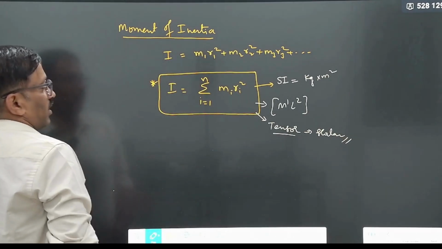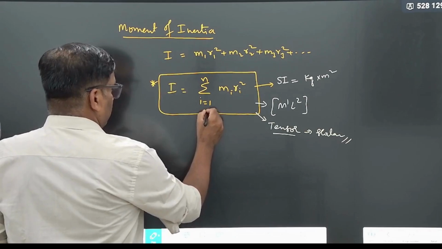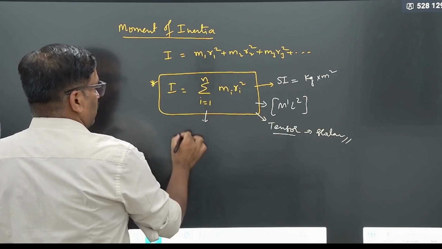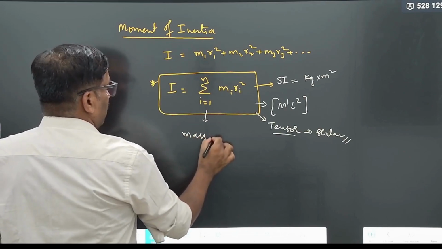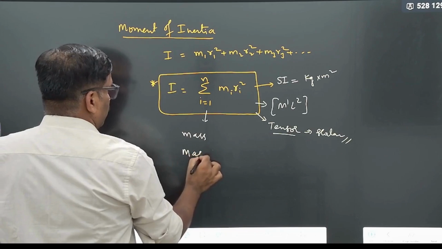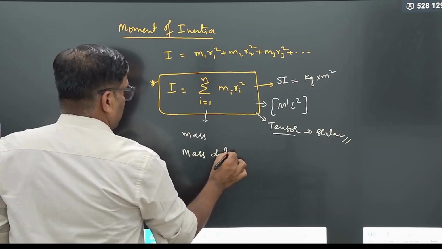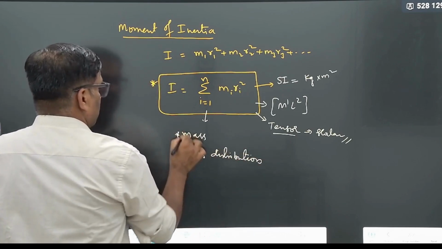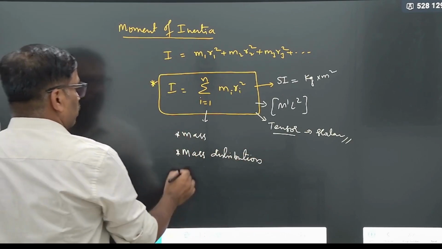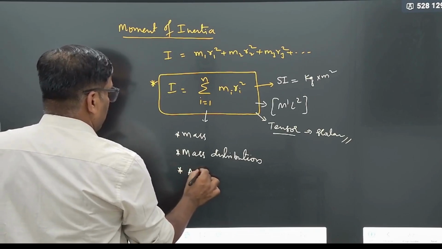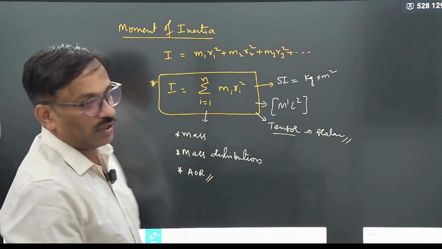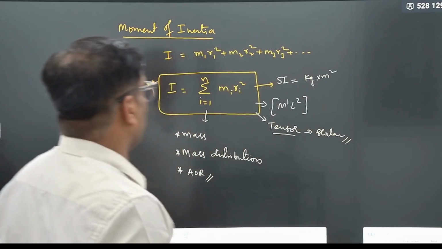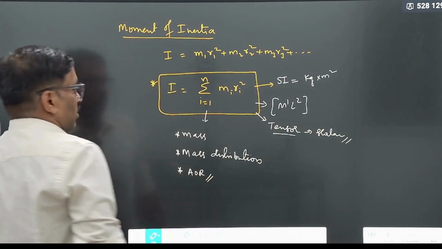So this is the moment of inertia. What factors does it depend on? The moment of inertia depends on mass, mass distribution, and the chosen axis of rotation. Based on the axis of rotation, the distances also change, so the moment of inertia also changes.